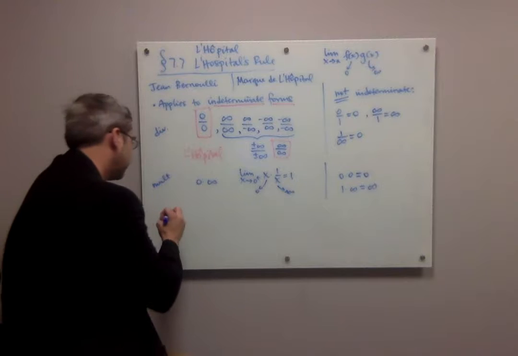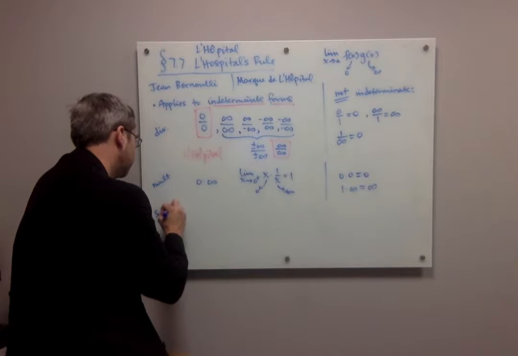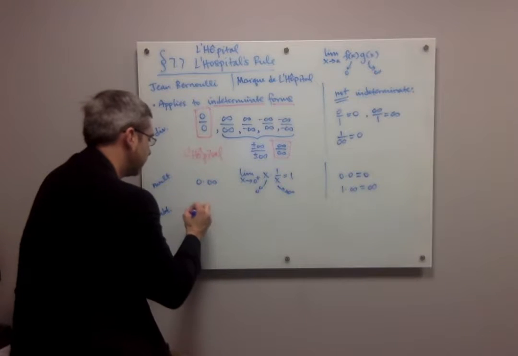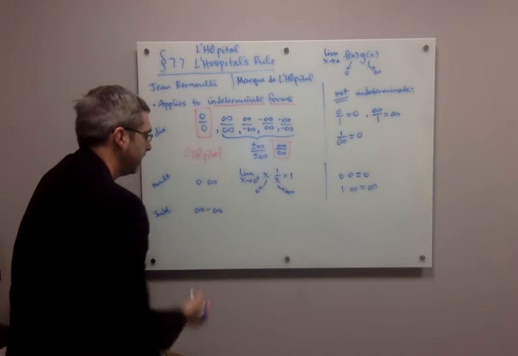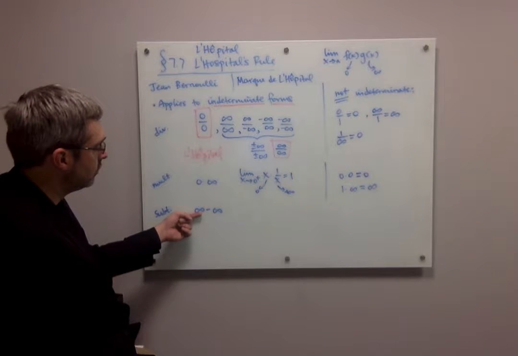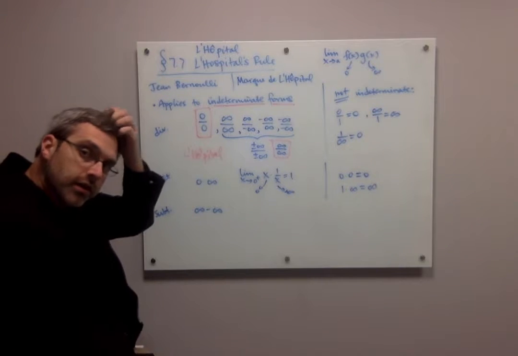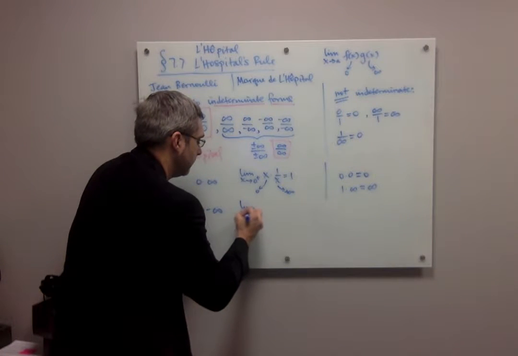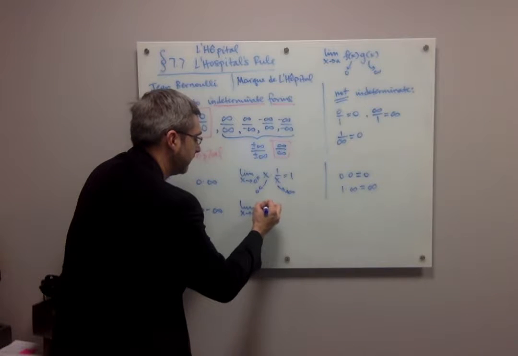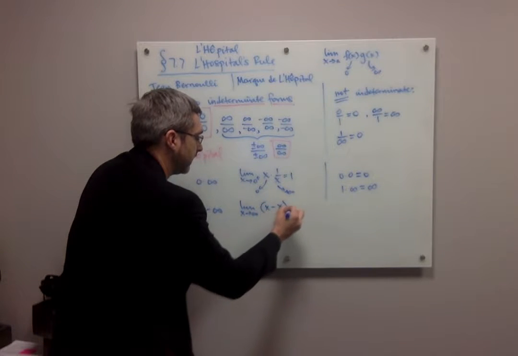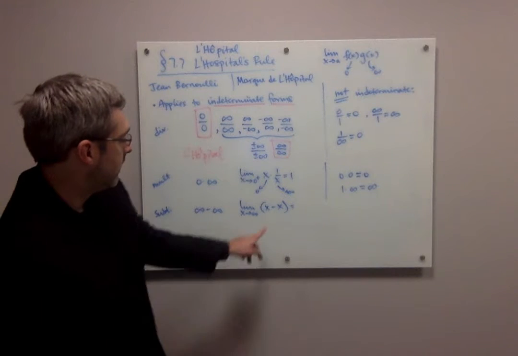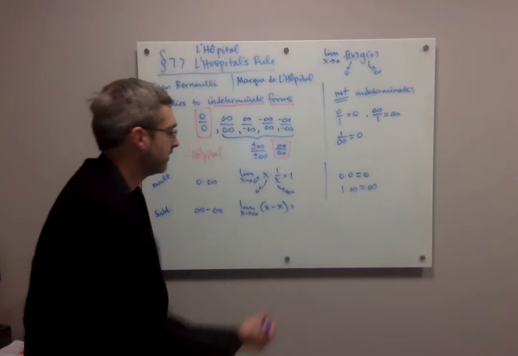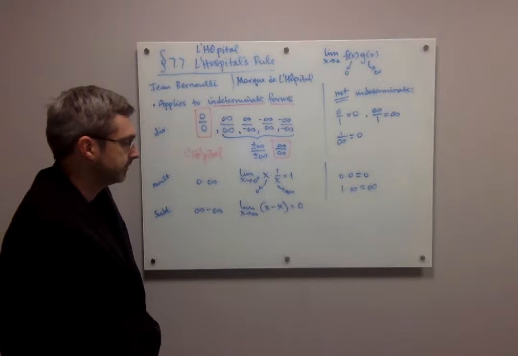There's also a subtraction indeterminate form. So the subtraction indeterminate form is infinity minus infinity. If I have something huge minus something huge, we can't tell what's going on. So let me give you an example there. Limit as x goes to infinity, this is kind of a silly example, x minus x. Well, this is infinite and this is infinite. If I actually simplify this, though, the limit is 0.